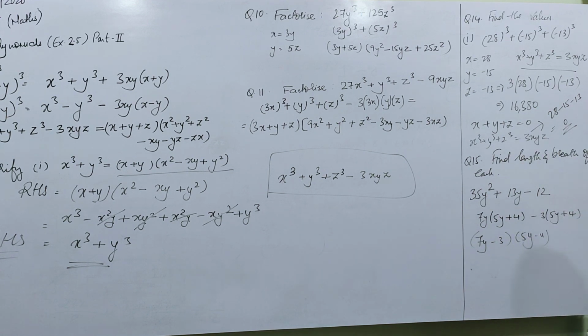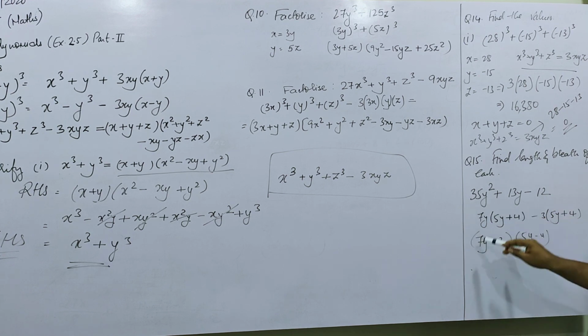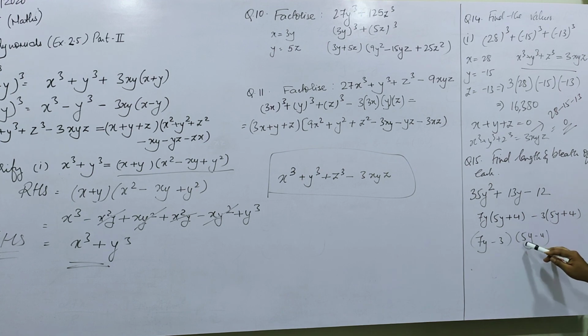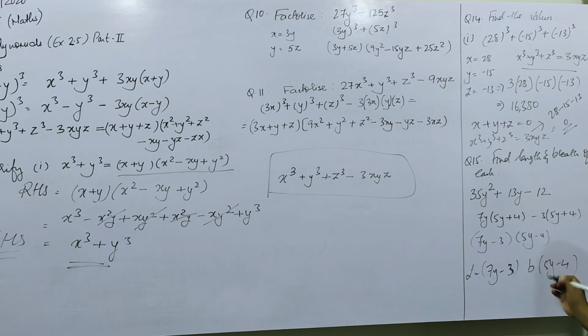Now let us see question number 15. It is very simple. This topic we have covered in the video on exercise 2.4 and 2.5. The question says find the length and the breadth of each of the following. This one is a quadratic polynomial, and you can find the factors by factorizing it with the middle term factorization method. So I found the factor 7y minus 3 and the other factor is 5y minus 4. So remember, length is 7y minus 3 and breadth becomes 5y minus 4. This is the final answer. This one is length and this one is breadth.